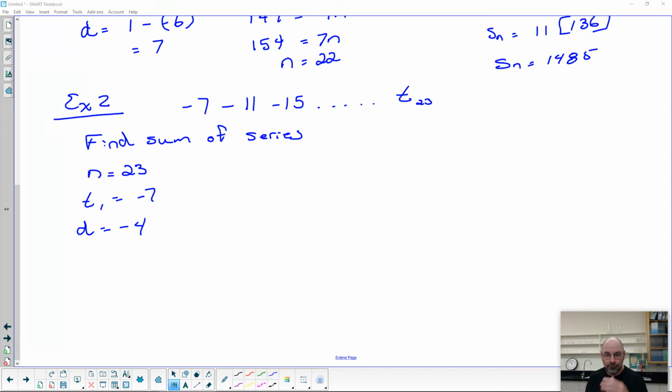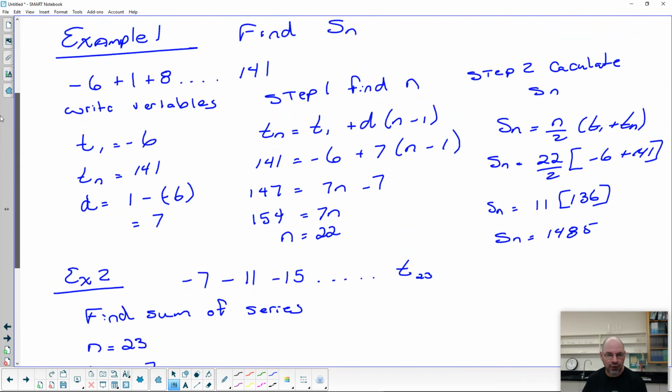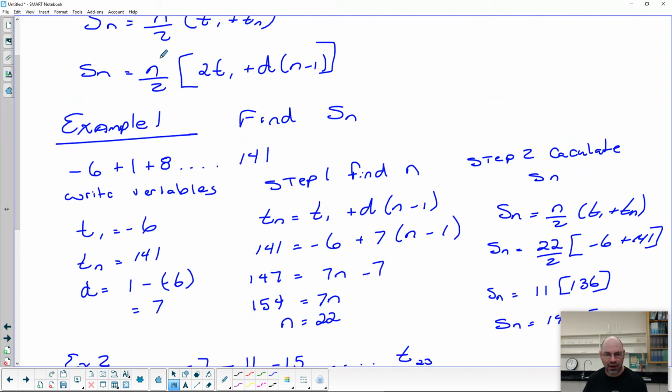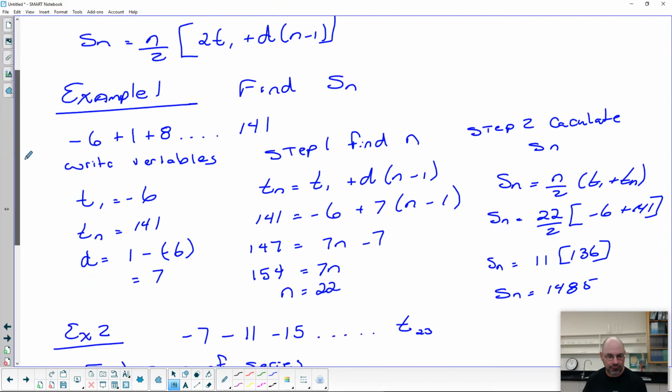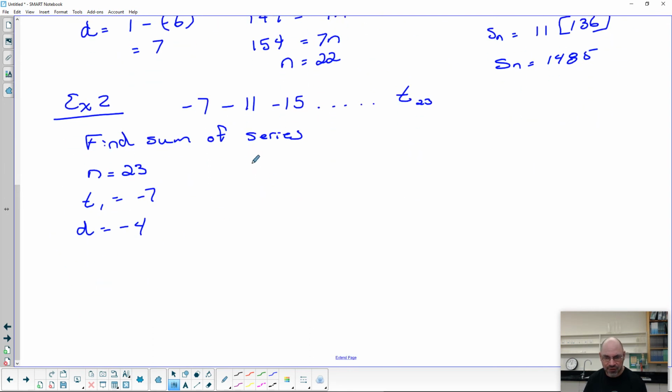Okay, sorry about that. So we're going to be looking at the second formula, the one that we derived. We're going to be using this one here because it has n, it has d, and it has t1. So we can just plug that in. It's just a one-stepper in this case. Sn is equal to, making sure we write it out, n over 2 times (2t1 + d(n - 1)), like that.